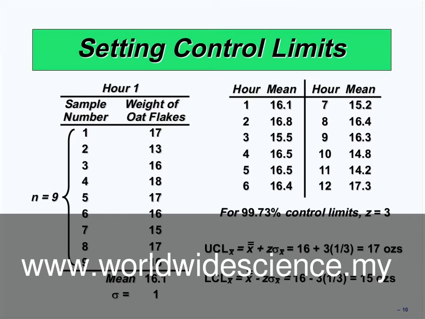In hour 1, as you see, the mean of the 9 cups has been 16.5. In hour 2, the mean of the 9 cups has been 16.8. In hour 3, one hour later, exactly every hour, the operation manager selects 9 cups of flakes and takes them to the laboratory, measures the weight, and writes the mean of the 9 cups. The results during the 12 hours have been written in the table on the right side: hour and mean, hour 1, hour 2.